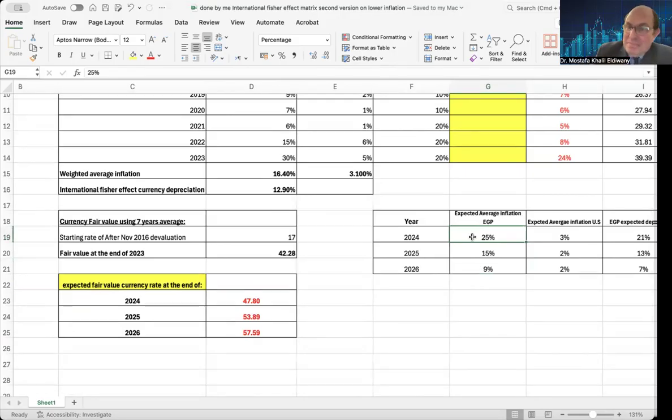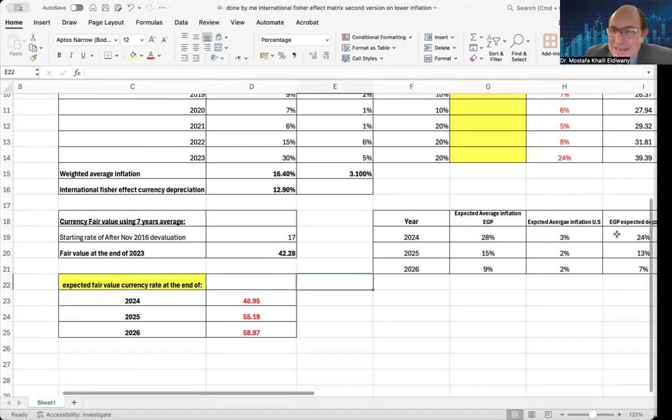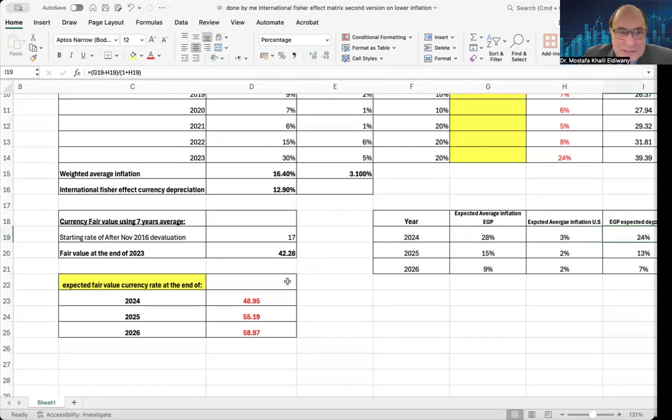Up till now it's in the range of 27%. So if I change the inflation to 28% on average, the depreciation of the currency increases from 21% to 24%, leading to a fair value of 48.95, which is more or less the price now, around 50. $1 equals 50 EGP, which is now quite a stable situation where the currency has a price equal to its economic fair value.